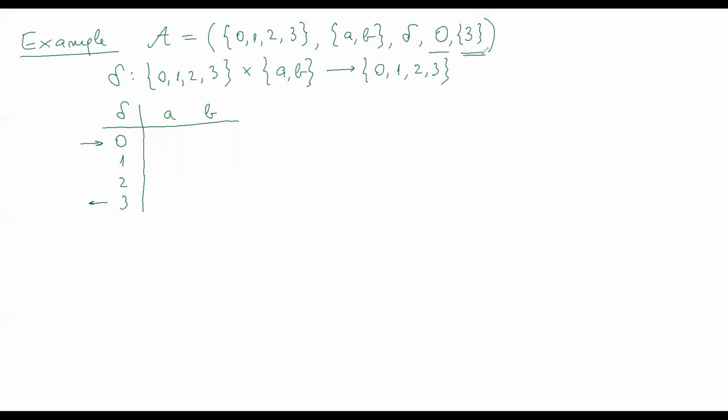And so I can define in this example delta of state 0 and letter A to be state 1. And I can define delta of 1 and A to be 1, delta of 2 and A to be 3, and delta of 3 and A to be 3. And delta of 0, B, I define it to be 0. Delta of 1, B, I define it to be 2. Delta of 2, B, I define it to be 0. And delta of 3, B, I define it to be 3.